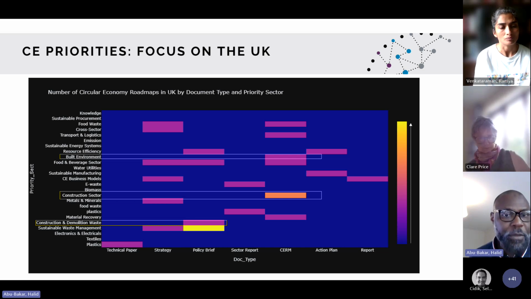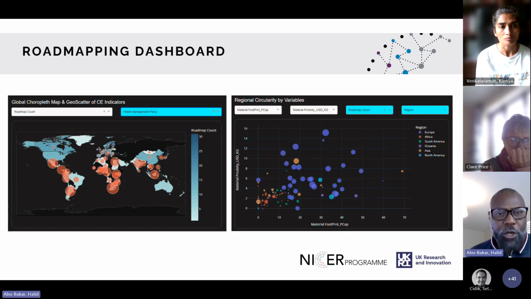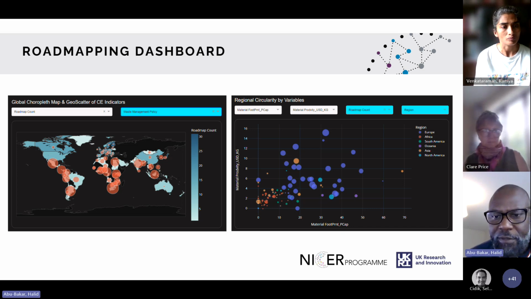So these are the different, what I call the strategy documents that I've collected that share similar characteristics with roadmaps. And we can see here, sustainable waste management, of course, is the dominant across all the different sectors, different levels. But then we've got construction and demolition here as a policy brief. Then we've got as a roadmap, we've got the construction sector, and it's got the highest count as far as the priority areas in the UK are concerned. And we've got the built environment over here. Okay, again, we're going to go through this, not relevant.